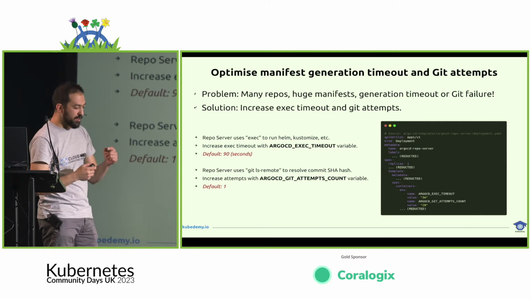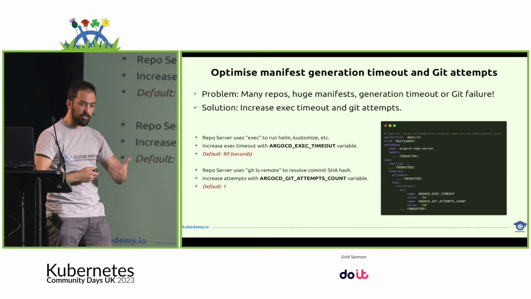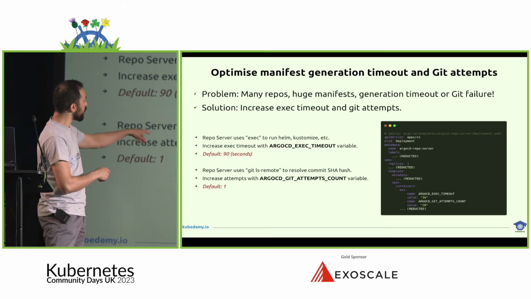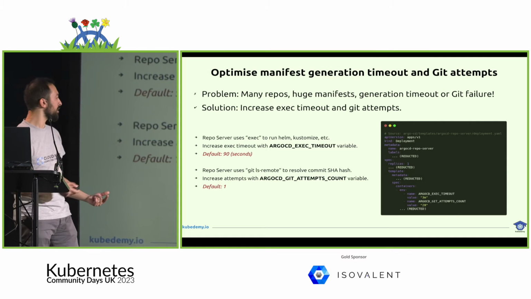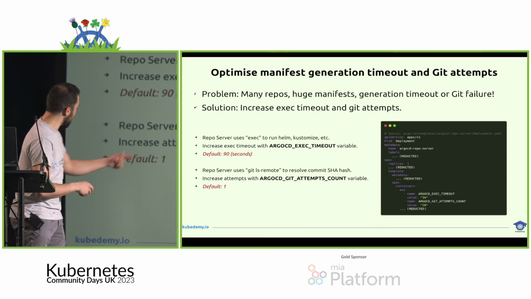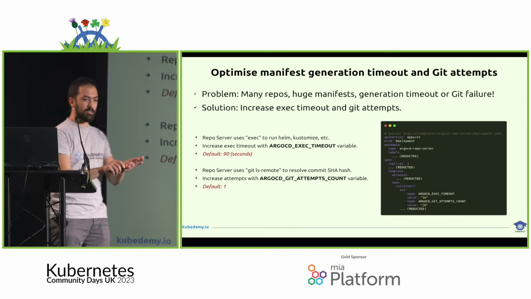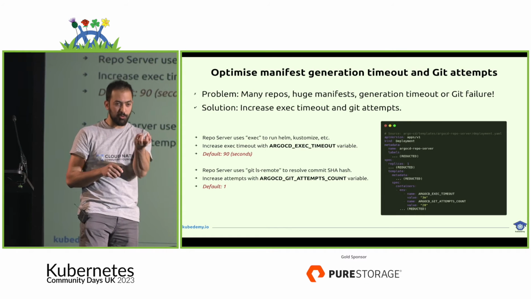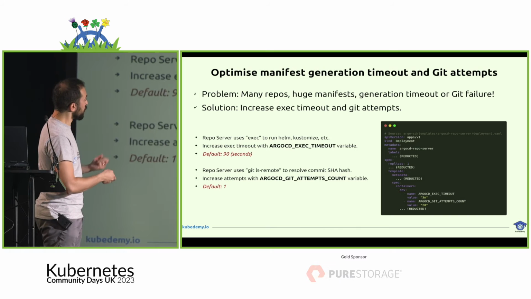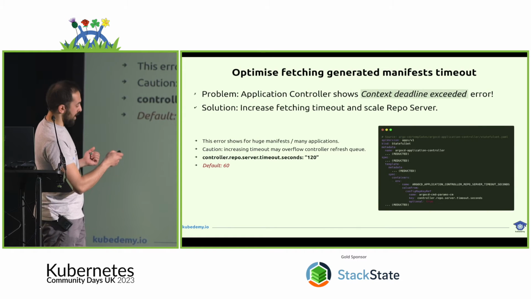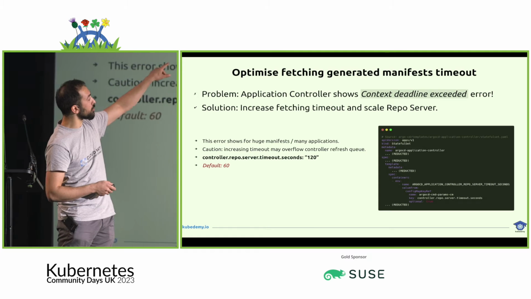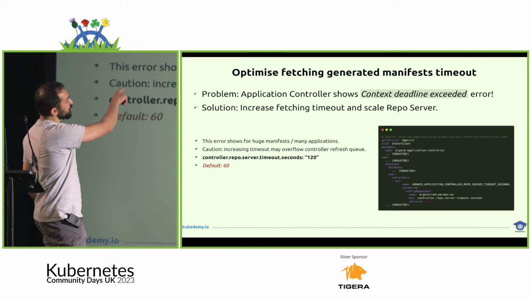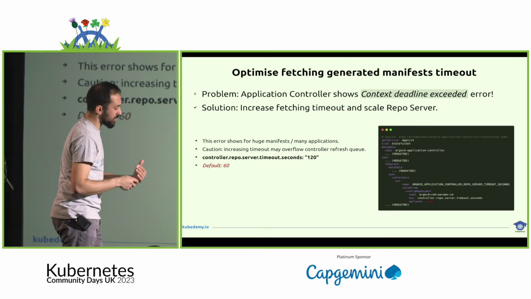To find if the commit gets changed and you change something in Git, it continuously checks the repo with git ls-remote. And what really happens, when the first try fails, because it's only one try, the ArgoCD repo server doesn't try again to fetch the change. You should change it. And after that, when the application controller shows you context deadline exceeded, you need to increase the fetching timeout and scale the repo server.